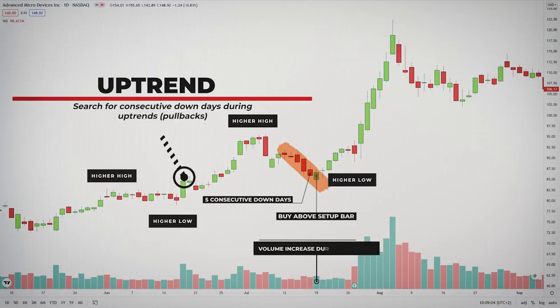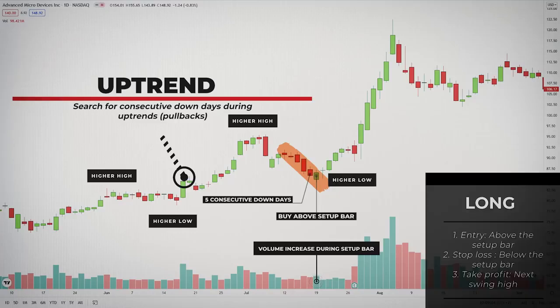Observe the slight increase in volume. Ideally, I would want the volume to be even higher to show the dominance of the bulls. We bought the next day, a tick above it. The stop loss is always below the setup bar.